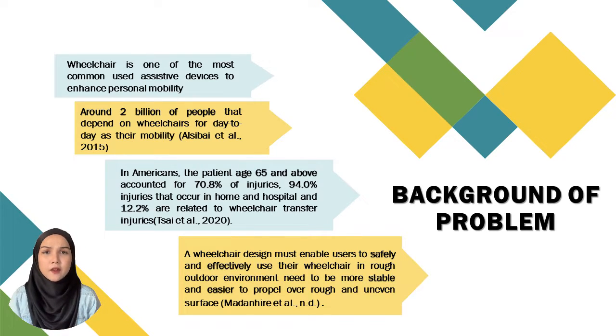This is because they feel uncomfortable keeping leaning on someone, because a simple task can be a major big deal for them and is difficult to do on their own. In America, patients aged 65 and above accounted for 70.8% of injuries, and 94% of injuries occur in homes and hospitals, and 12.2% are related to transferring injuries.